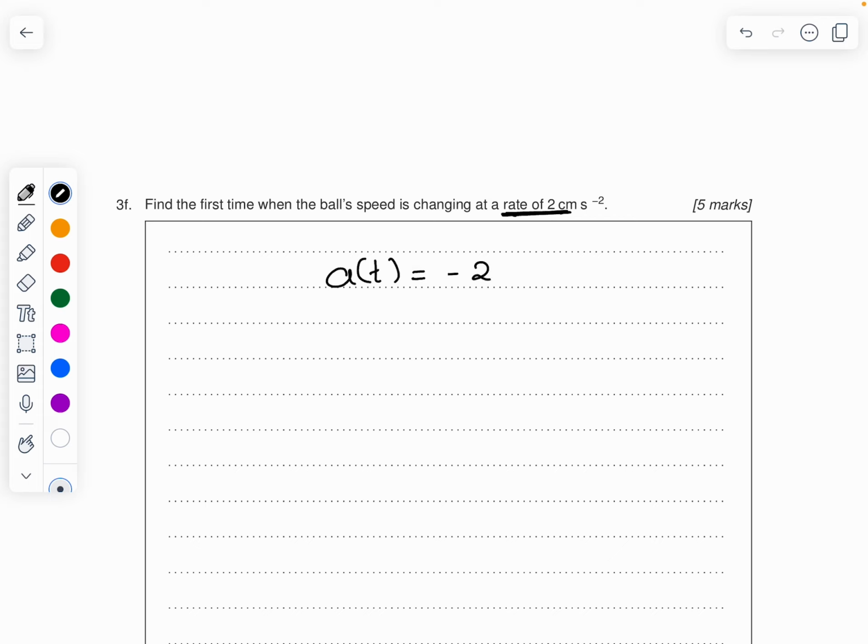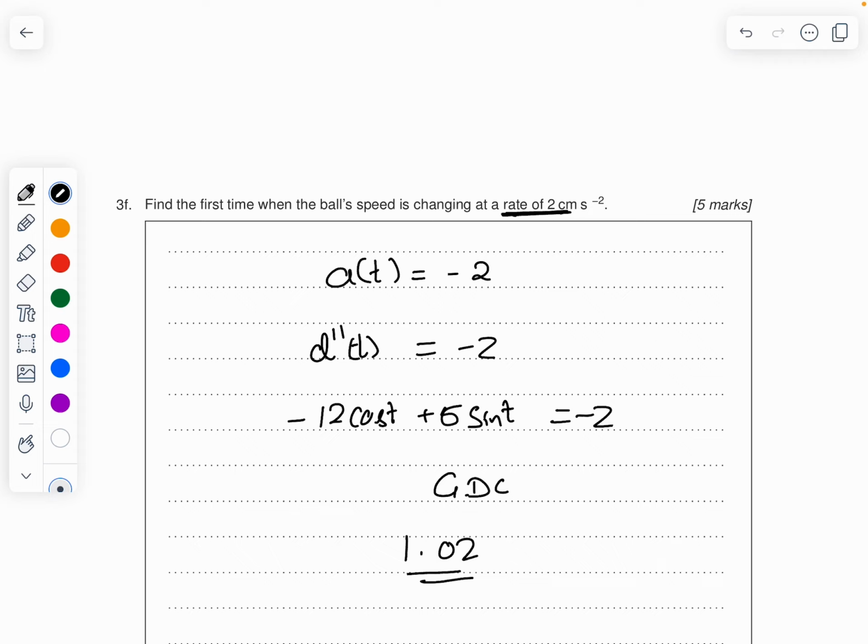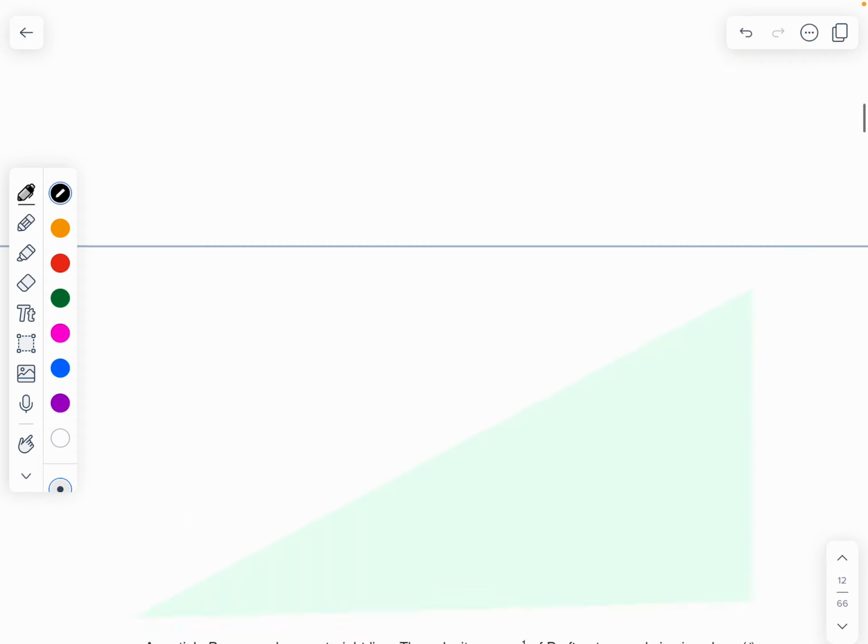Acceleration equals minus 2 means d double prime of t should be equal to minus 2. So d double prime of t will be minus 12 cos t plus 5 sin t, the second derivative, equals negative 2. Use the GDC to solve, and you should get the answer as 1.02. Point of intersection is 1.02.